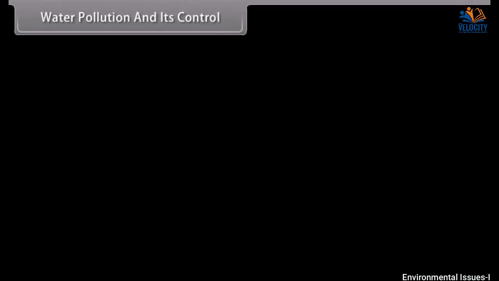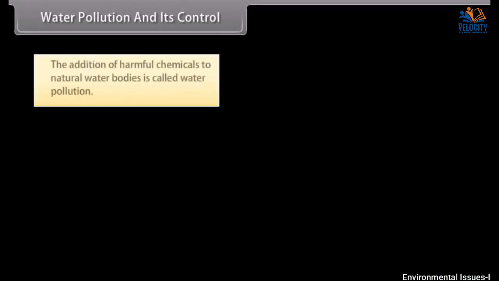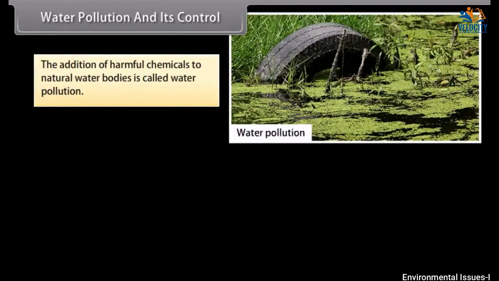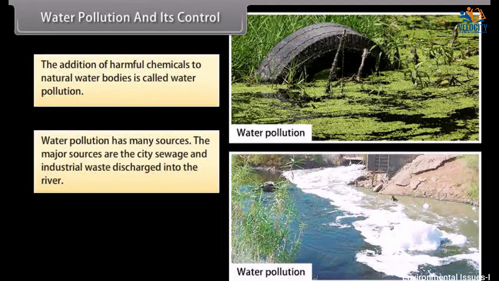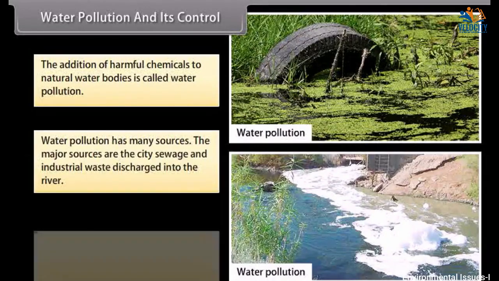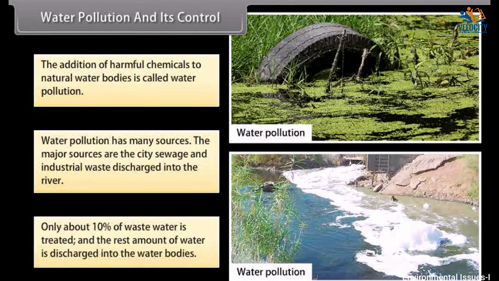Water pollution and its control. The addition of harmful chemicals to natural water bodies is called water pollution. Water pollution has many sources. The major sources are the city sewage and industrial waste discharged into the river. Only about 10% of wastewater is treated and the rest amount of water is discharged into the water bodies.